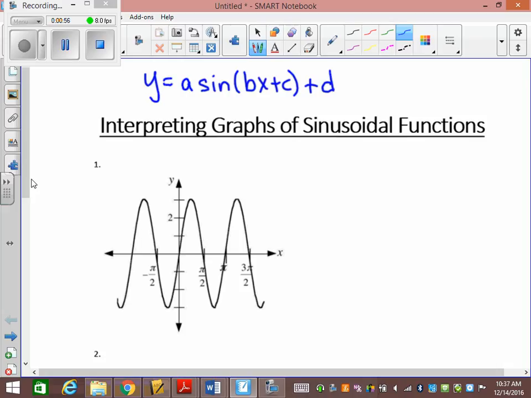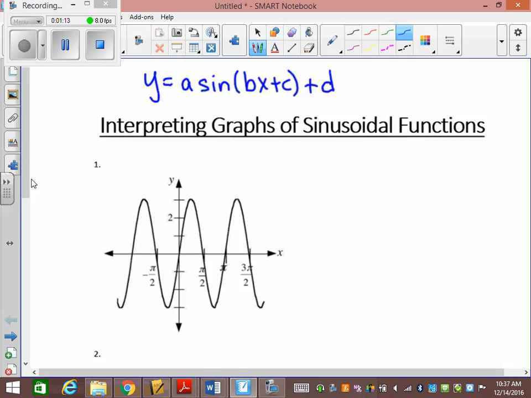Press that button. So they don't make us find C anymore. We have to find A, B, and D. But if there is a C, it is the horizontal phase shift. So it's if the original graph of cosine or sine has been moved at all. If it's been moved to the right or the left, there's a horizontal phase shift. We just have to find it.